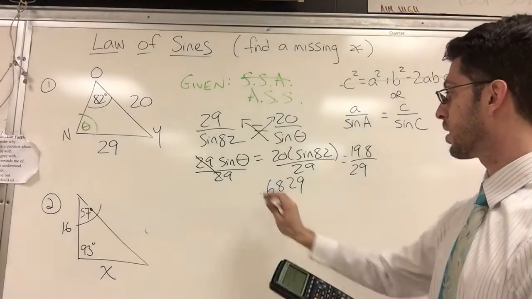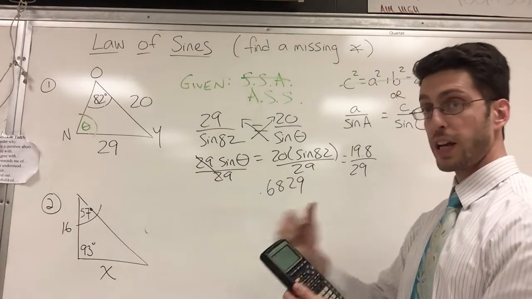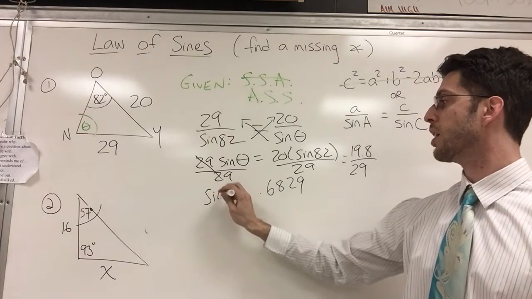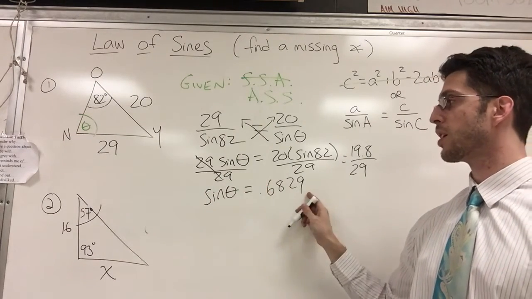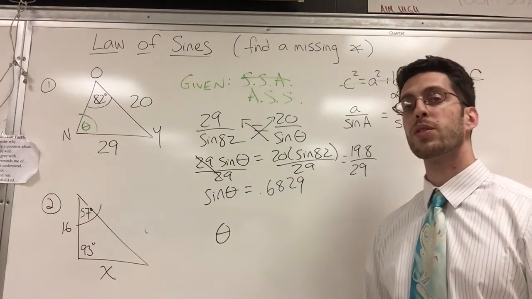So, what does that mean? I'm going to go to 4 decimal places just to be safe, so that's 0.6829. It actually goes on longer. You'll see that on your calculator. So sine theta equals this. That's not my answer. I don't want sine theta. I want theta itself. Do you remember what to do?